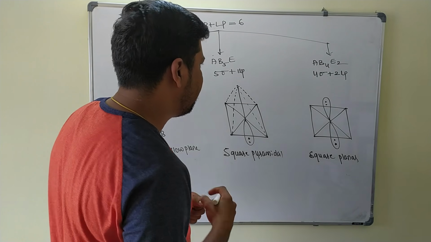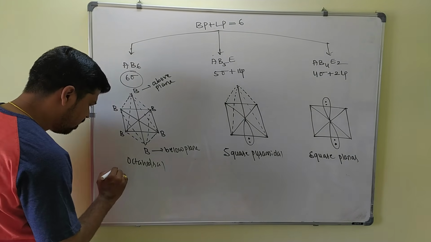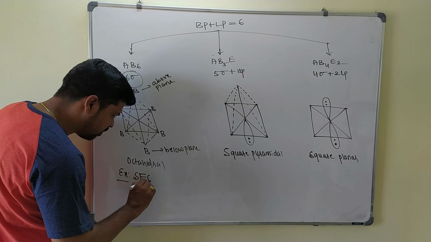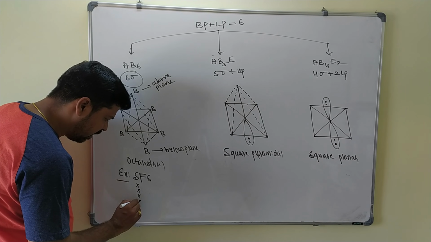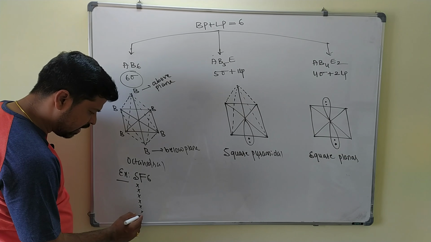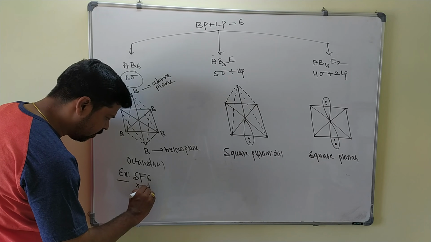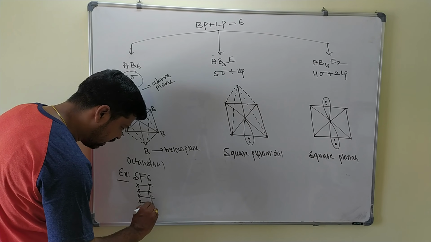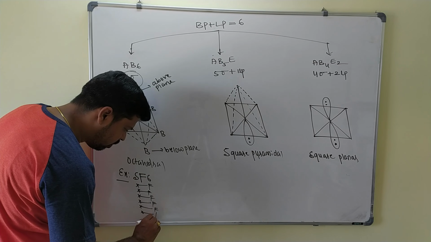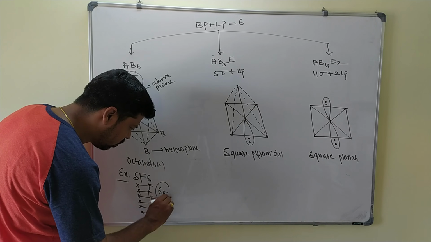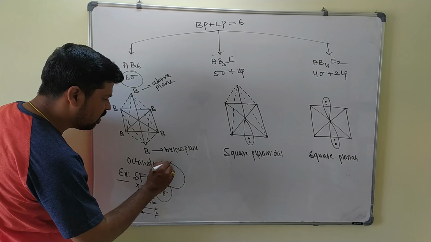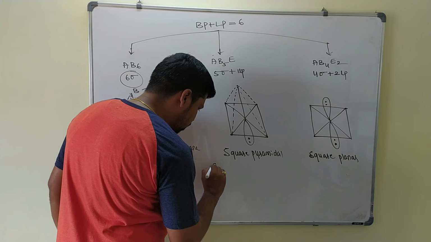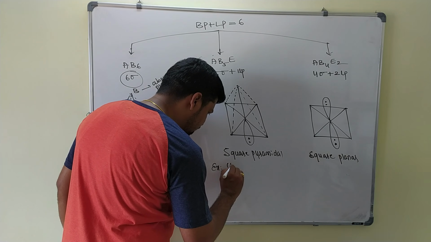Now we will write different examples for these. For the first type of molecule, I will write the example of SF6 here. 1, 2, 3, 4, 5, 6 valence electrons are there in the sulfur. Each fluorine is forming 1 bond with the sulfur, so how many sigma bonds are formed in total? 6 sigma bonds. So any molecule having 6 sigma bonds, the shape of the molecule will be octahedral.